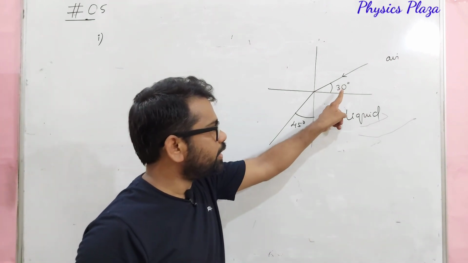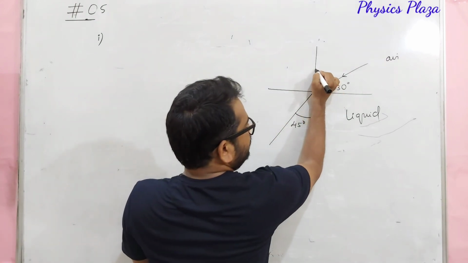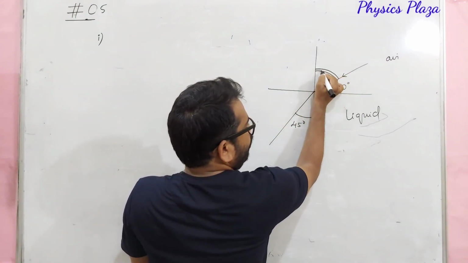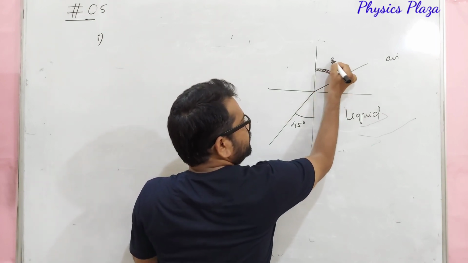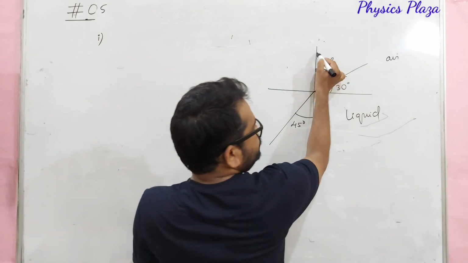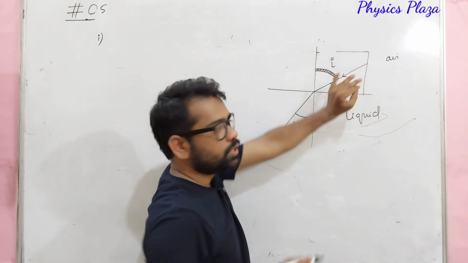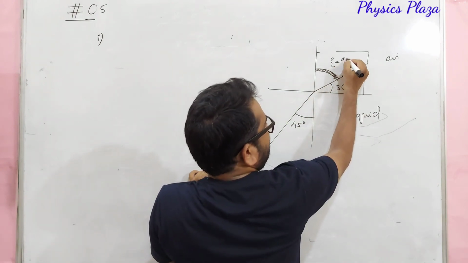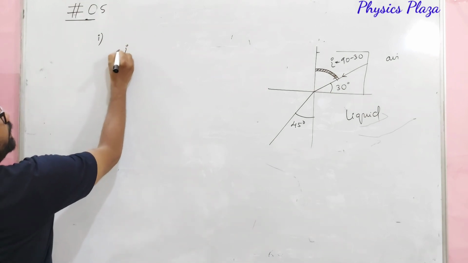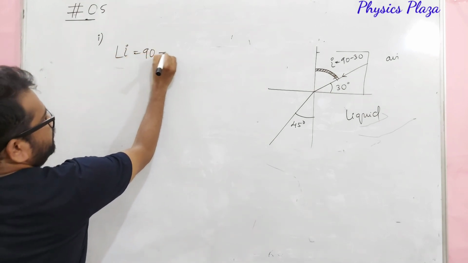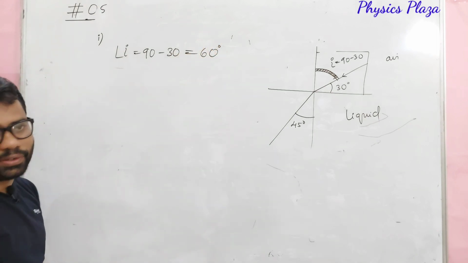Children, by seeing this, many students will take 30 as the angle of incidence, but it is wrong. What is the angle of incidence, children? The angle between the normal and the incident light ray is the angle of incidence. This total is 90. From this 90, 30 is gone. So 90 minus 30, the angle of incidence is equal to 90 minus 30. So you will get 60 degrees. It is the angle of incidence.